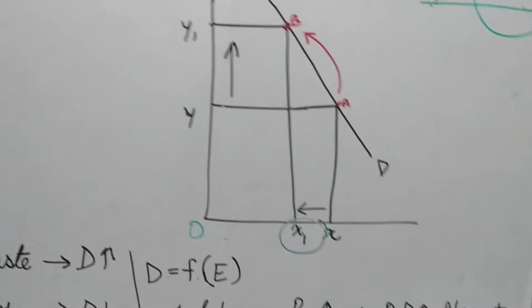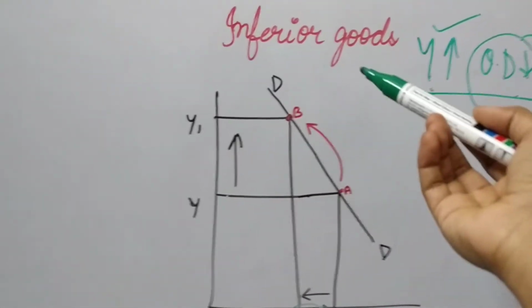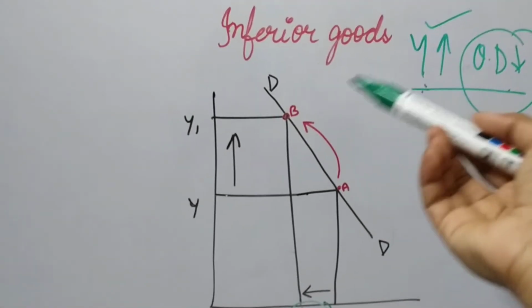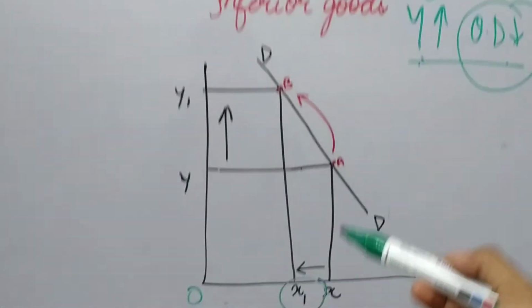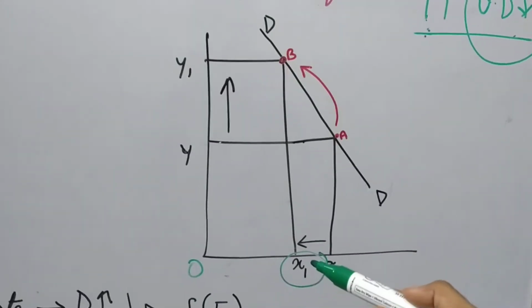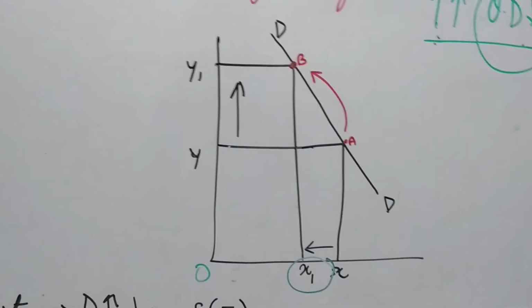For example, you can take dalda ghee and desi ghee. Dalda ghee is an inferior good and desi ghee is a superior good. So when his income increases, definitely he will reduce the consumption of dalda ghee, because now he can shift his consumption to desi ghee.